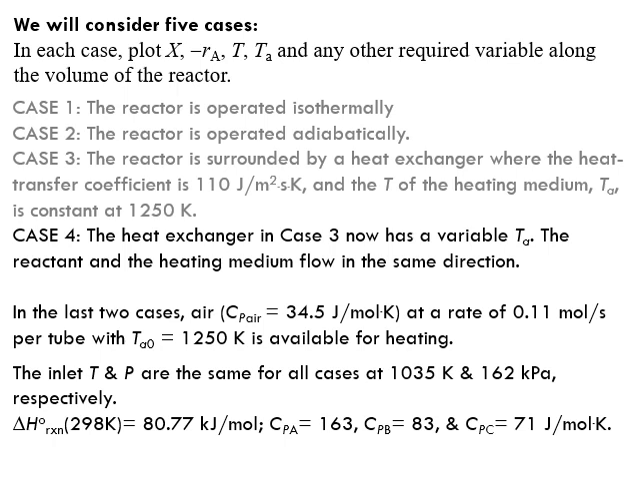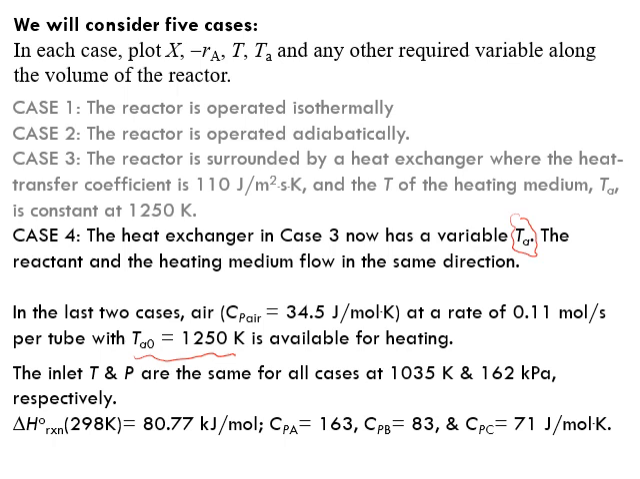We have air, CP air is given, 34.5 joule per mole per Kelvin, at a rate of 0.11 mole per second per tube, with TA naught, 1250 Kelvin, available for heating. So we have the air available and the temperature of the air is this much. And in case 4, TA is variable. So that means actually in both cases, 4 and 5, we have TA is variable.